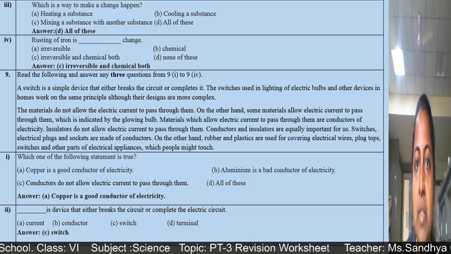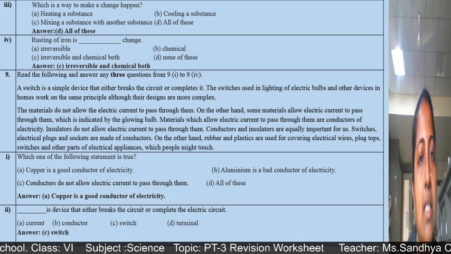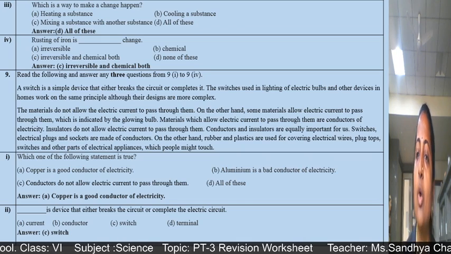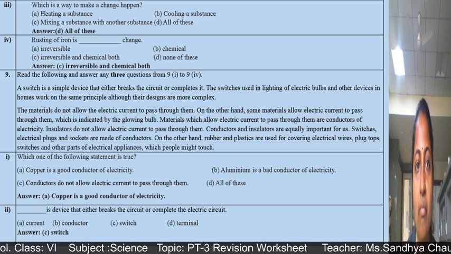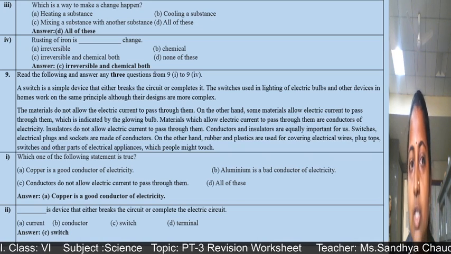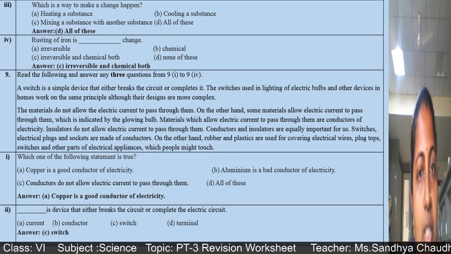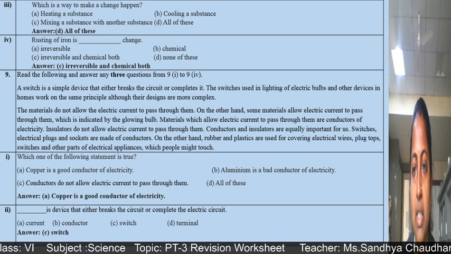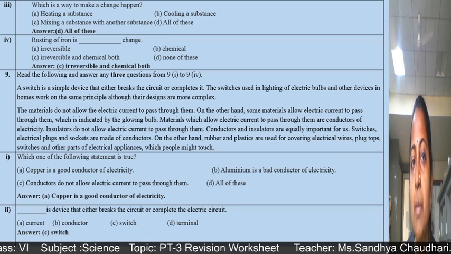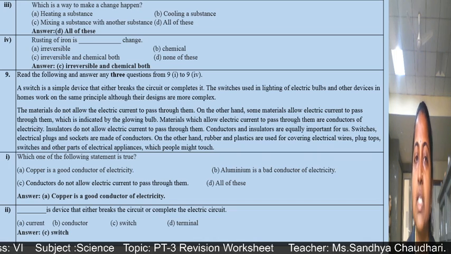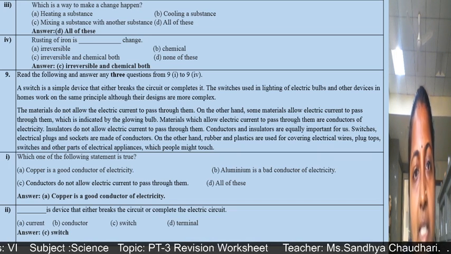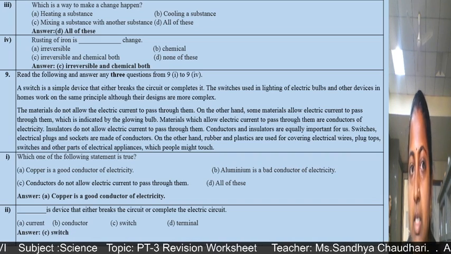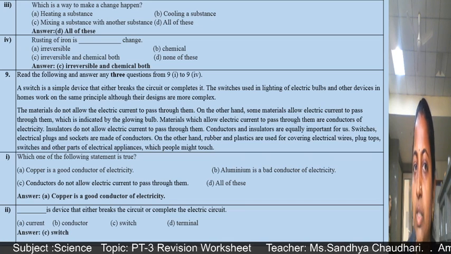Heating a substance, cooling a substance, mixing a substance with another, all of this, that answer is right. So write option D, all of this. Rusting of iron is dash change. Here the options irreversible and chemical are both given. If you write only irreversible, you will not get marks, because that is not a perfect match for the options and question. B is chemical, C is irreversible and chemical both, so that answer is the perfect answer. So write irreversible and chemical both.